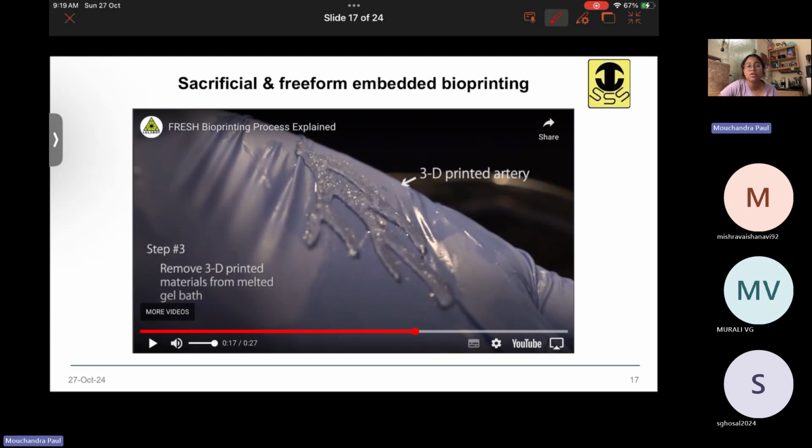Here the sacrificial component is actually the bath. Or you can also make the ink the sacrificial component as well. Both ways work. Got it? Any questions?